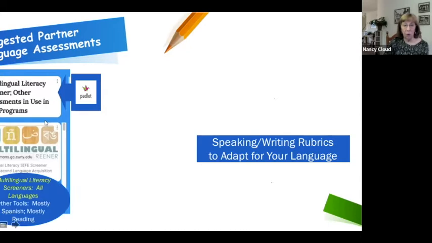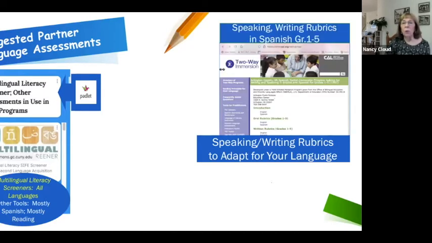But I want you to know that most of the tools that were shared were in Spanish, and almost all of them had to do with reading assessment, not speaking and writing. So I added some things for speaking and writing, and it's also in that Padlet column. The first were speaking and writing rubrics from a dual language program in Arlington, Virginia, speaking rubrics and writing rubrics in Spanish for grades 1 through 5. And my hope is that you could expand upon those for grades 6 through 8.